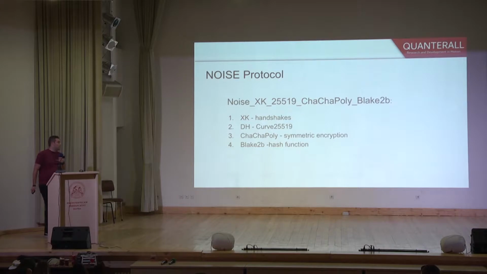For the transport protocol, we are going to use the Noise protocol, with the exact name being Noise_XK_25519_ChaChaPoly_BLAKE2b. Georgi explained about this just a few minutes ago, but let's go over it again. XK stands for the handshake. The DH is over the curve 25519. ChaChaPoly stands for the symmetric encryption, and BLAKE2b is our hash function.